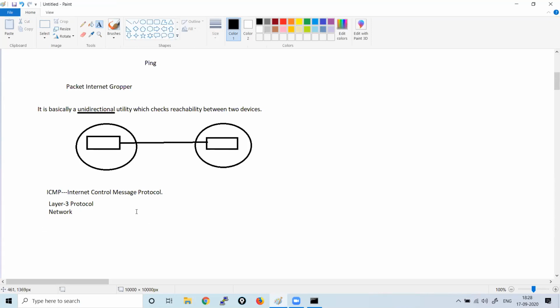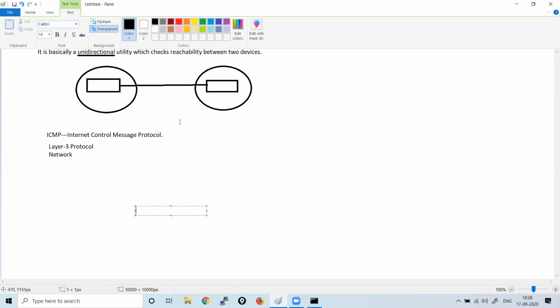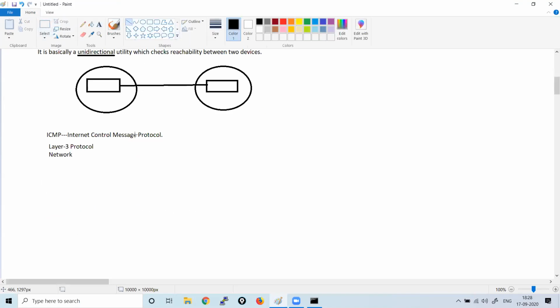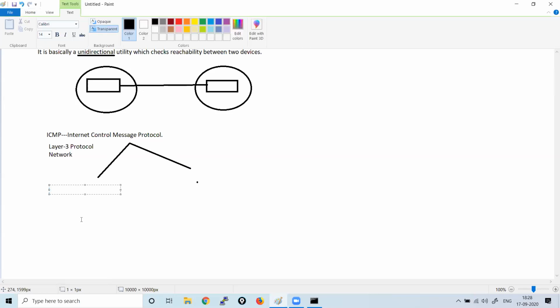Now, ICMP uses two messages for ping. The first message is... Next message.